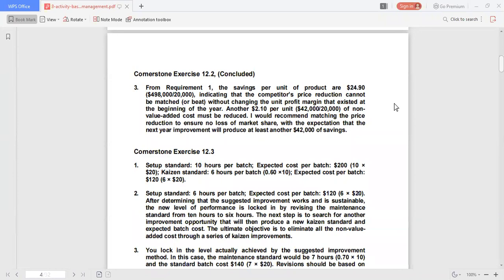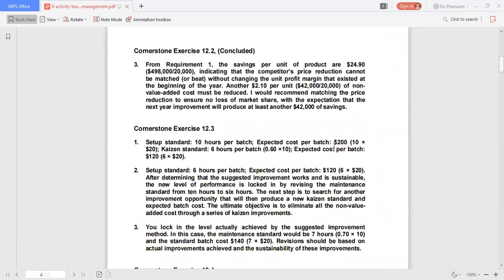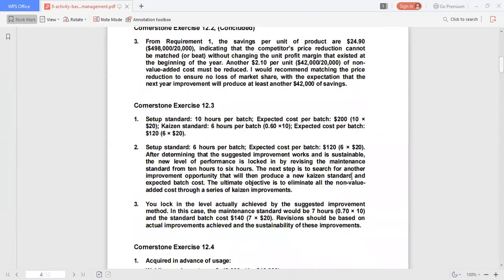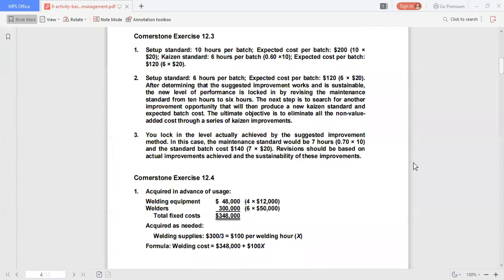The next step is to search for another improvement opportunity that will then produce a new Kaizen standard and expected batch cost. The ultimate objective is to eliminate all the non-value-added costs through a series of Kaizen improvements. What if the new procedure implemented in the first quarter only produced a 30% reduction instead of 40%? What would the new maintenance standard and cost be?